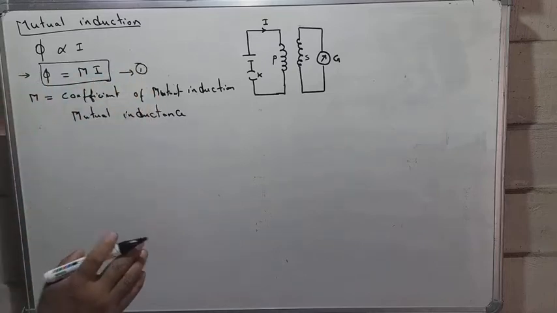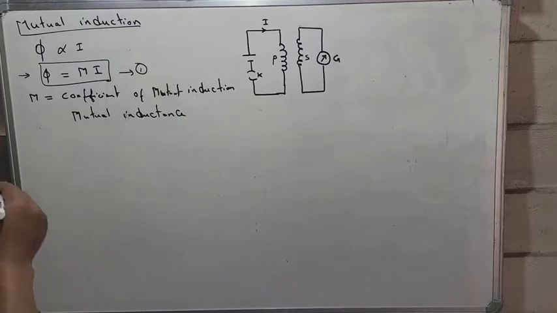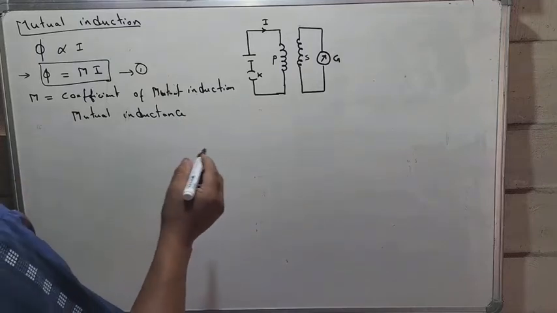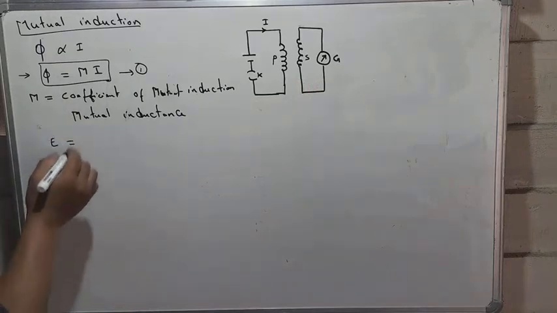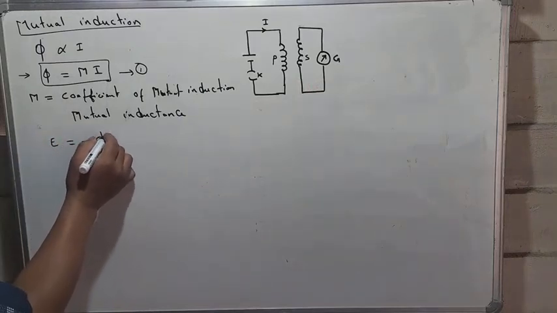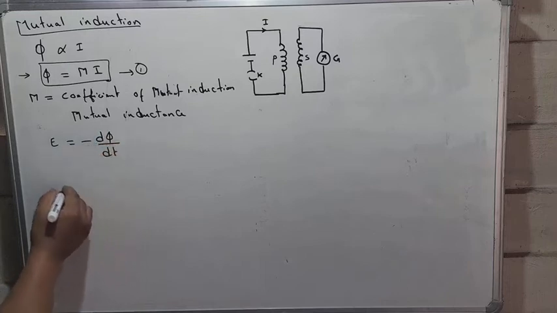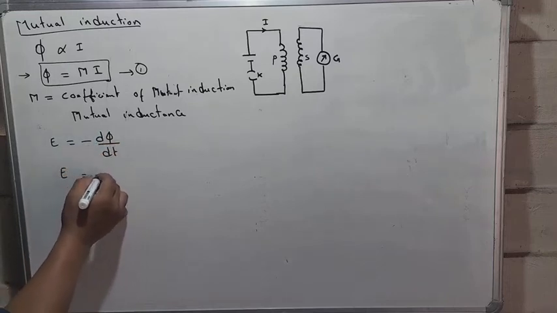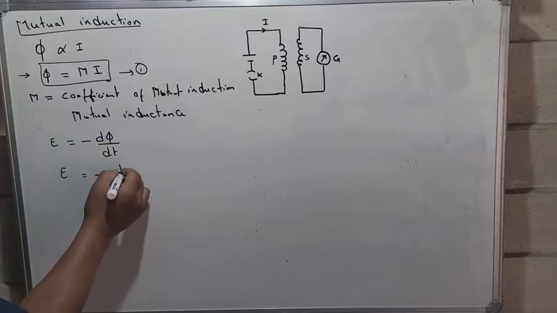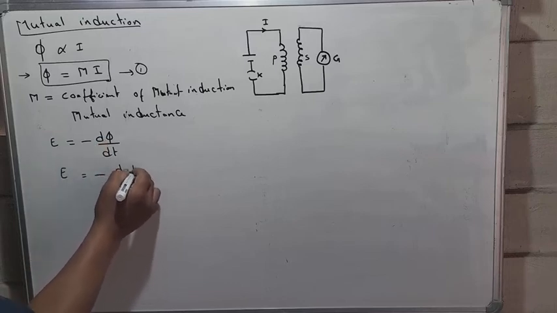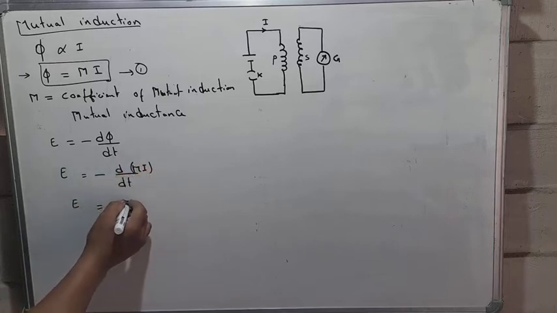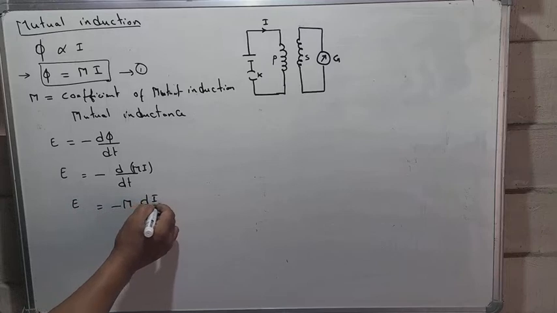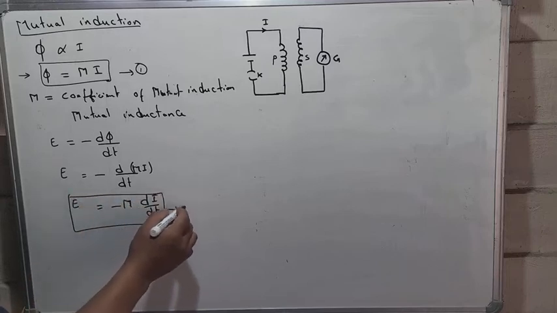If this is the magnetic flux linking with the coil, then what is the EMF induced in the two coils? The EMF induced in this case, if you remember, is equal to minus d phi upon dt. Or you can say E is equal to minus, instead of phi you will write M I. Now M is constant, so we take it out and differentiate only the current. So this is my equation 2.